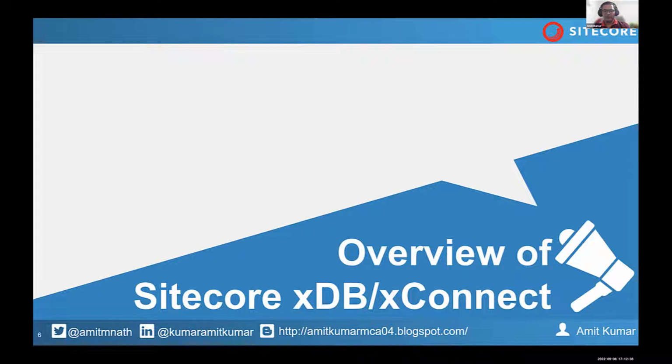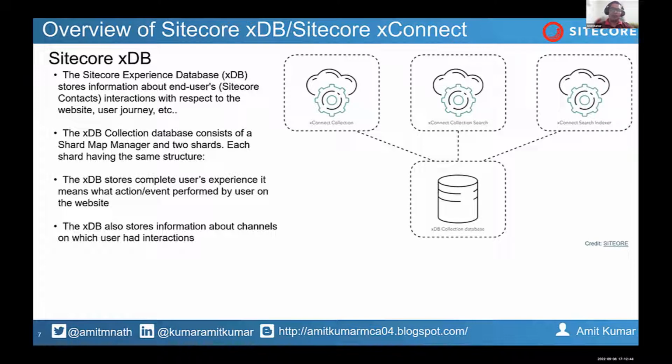Coming to the overview of Sitecore xDB and xConnect. I assume all of you know that before Sitecore 9, we had MongoDB as a non-relational database, which generally captured the Sitecore experience data in the xDB. So xDB was in the form of MongoDB, and all the data in MongoDB was stored in a non-relational form, where you can add any node into any data.